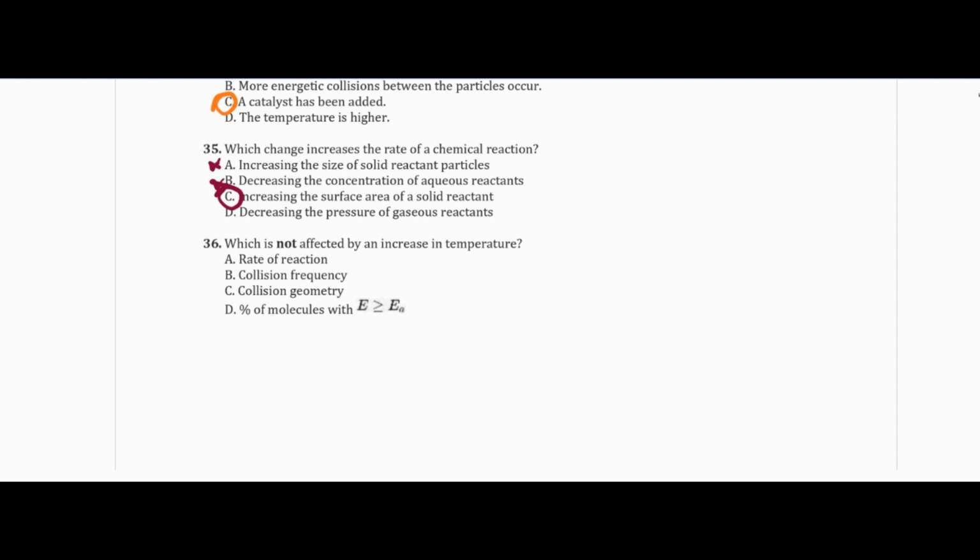36. Which is not affected by an increase in temperature? The rate of reaction is affected. The collision frequency is affected. It's the collision geometry, so that's all about the successful orientation. That won't have anything to do with the temperature.